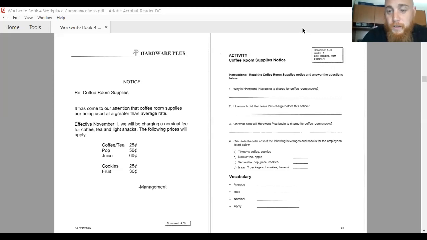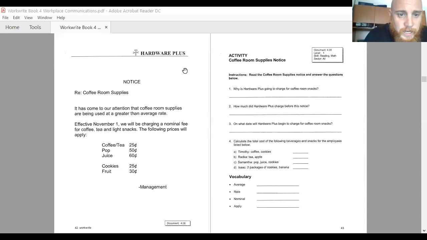So we're going to look at another resource from Workwrite Book 4, Workplace Communications. I chose this one because it has a bit more than just reading. It also has document use and numeracy as well. So this is a notice at the Hardware Plus company, and this notice is about coffee room supplies. So I'm just going to read it real quick to contextualize.